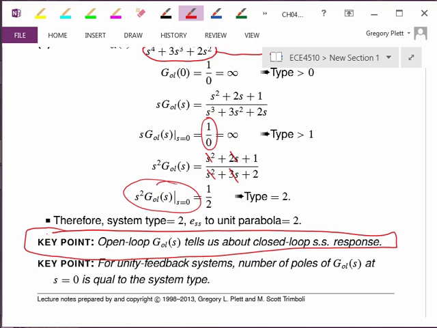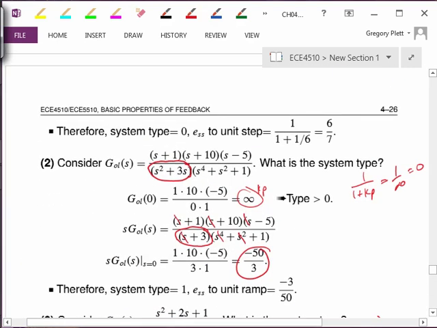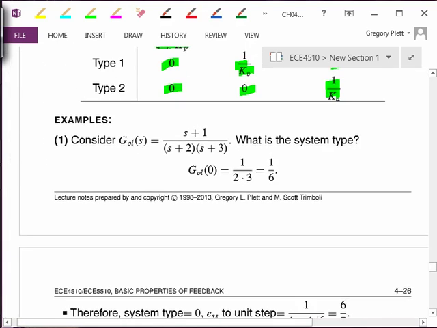Another thing that you may have noticed as we went along in the example is that for unity feedback systems, the number of poles in the original transfer function at the origin is equal to the system type. Let's go back to example 1 here. If I plot the poles and zeros of this, I've got a pole at -2, a pole at -3, and a zero at -1. I don't have any pole at the origin, and the system type is 0.